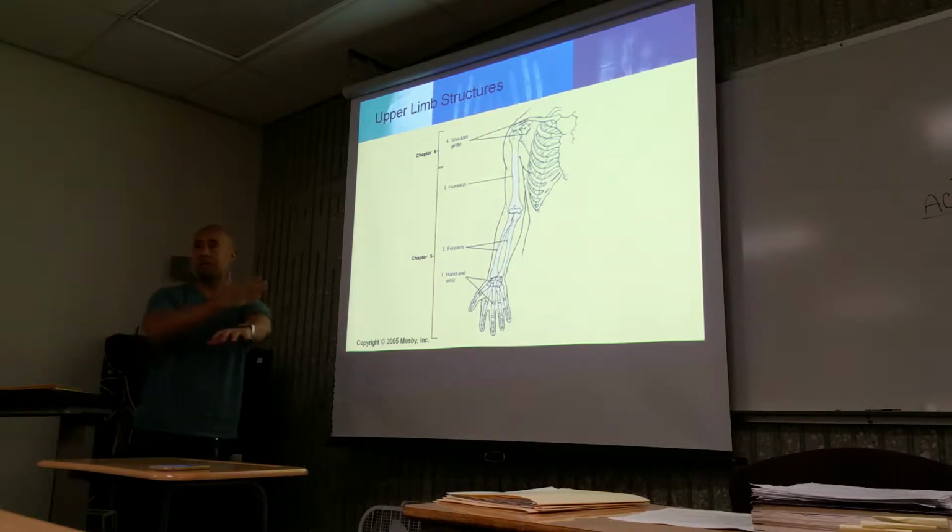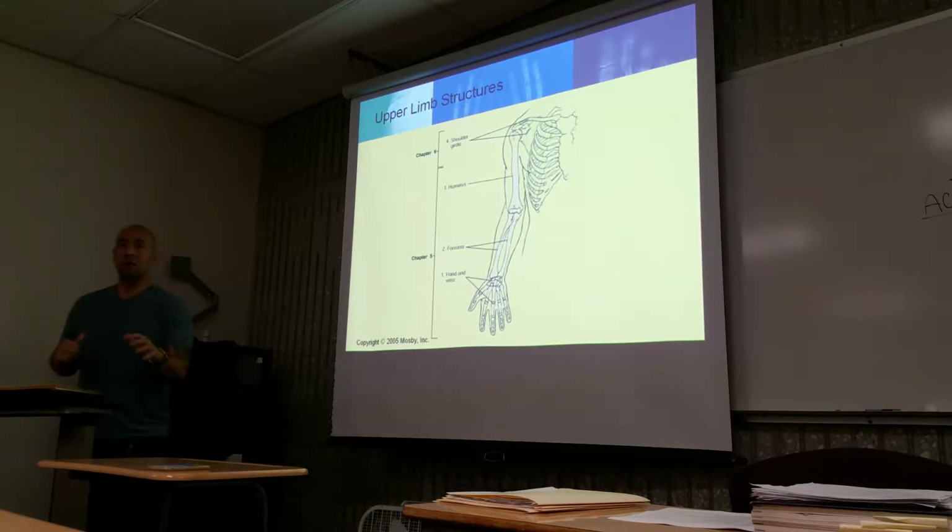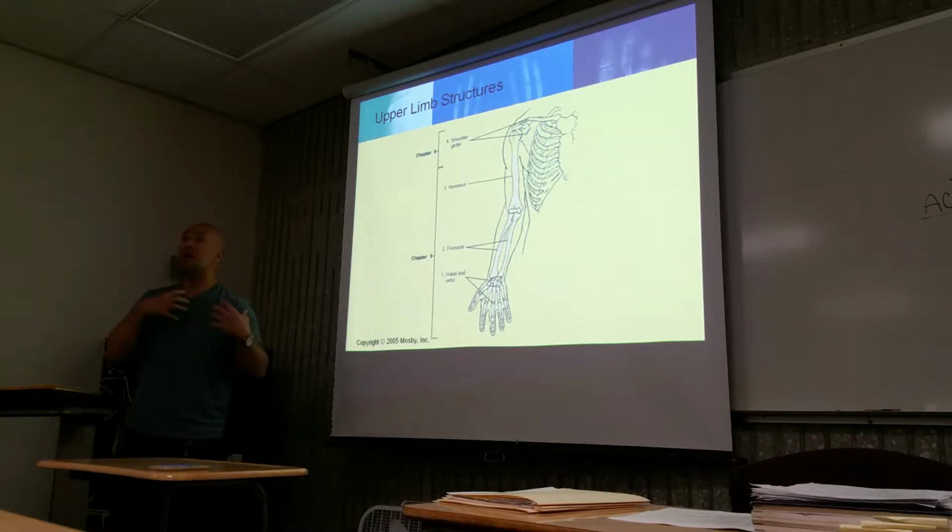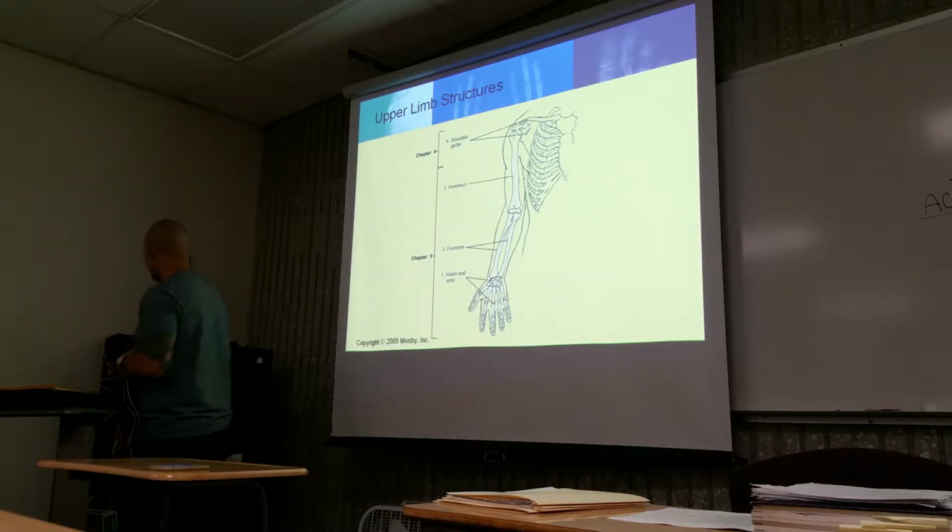From the mid-humerus down, that is considered the upper extremity, technically, and then from the upper humerus up, including the clavicle and sternum, is going to be the shoulder girdle. So we'll cover that in another chapter.